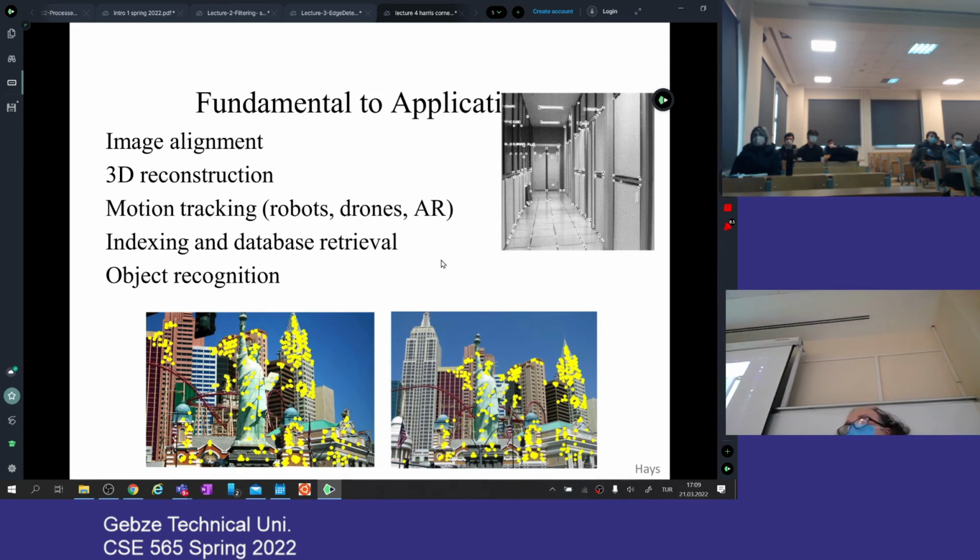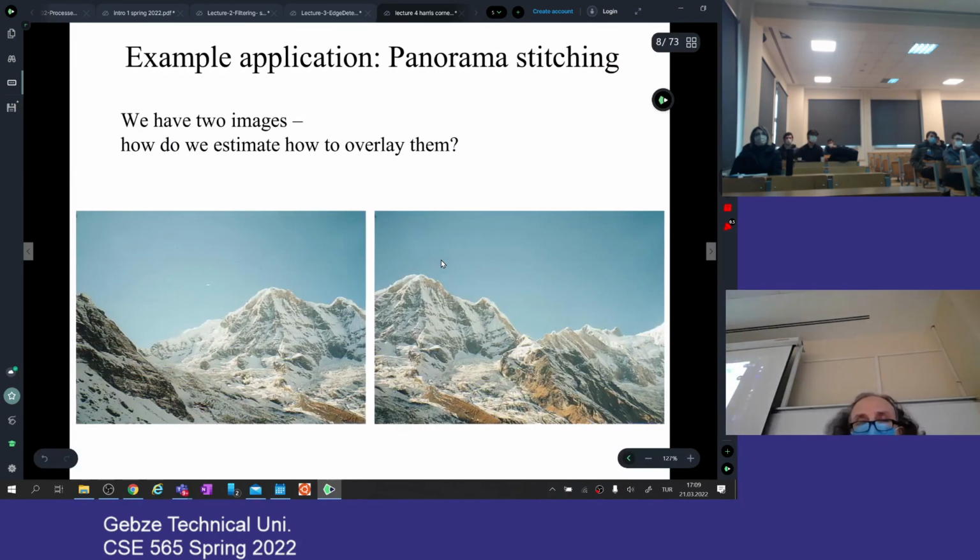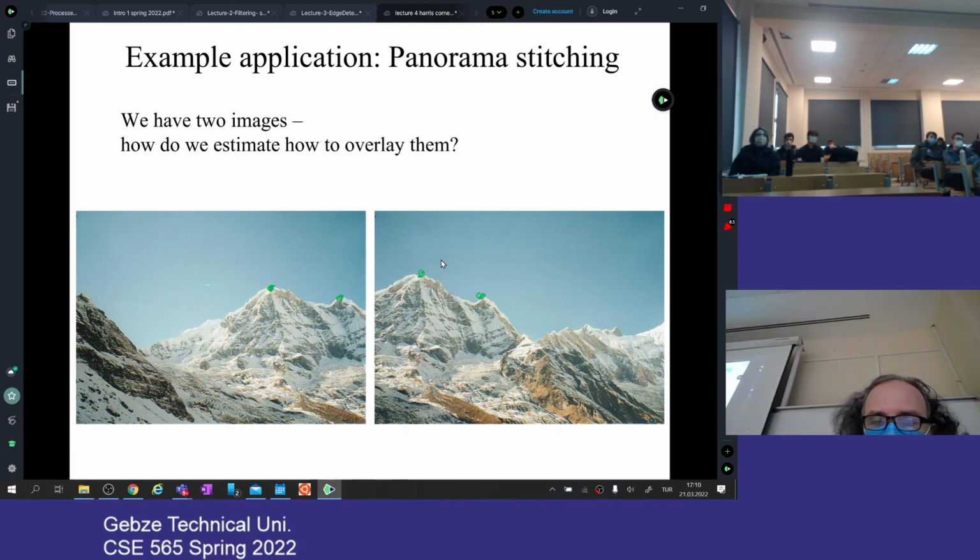So corner detection, or distinctive point detection, or descriptive point detection, is something that we like to do all the time. This is an example about image stitching, panorama stitching. These are images taken from the same point with a slightly different camera orientation, and if I know that this point corresponds to this point, this one corresponds to this point. What else? This point corresponds to this point.